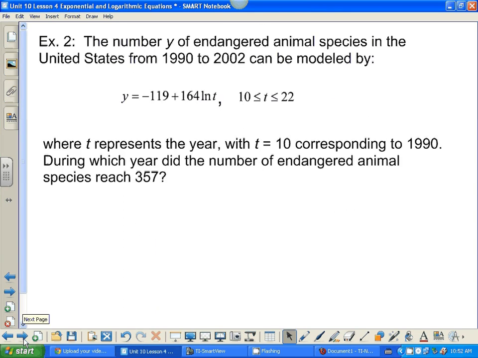And our last example for today. The number of endangered animal species in the United States from 1990 to 2002 can be modeled by y equals negative 119 plus 164 natural log of t, where t is between 10 and 22, where 10 corresponds to 1990 and 22 would correspond then to 2002. They want to know in which year did the number of endangered animal species reach 357. So if y represents the number of endangered species, 357 gets popped into our model.